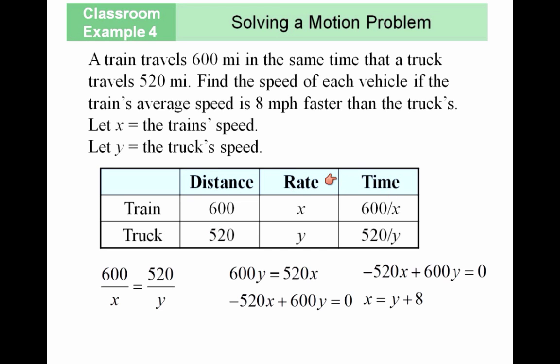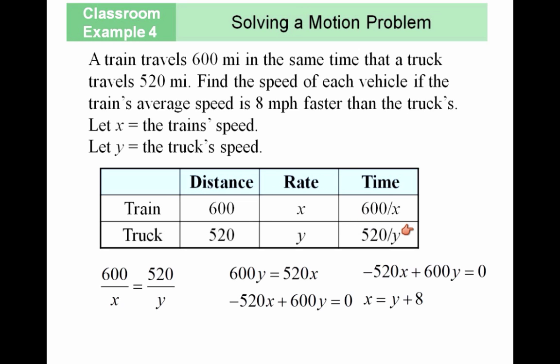Distance is equal to rate times time. The distance is given to us. For the train it is 600, for the truck it is 520. The rate, we assume, is x and y. So the time would be distance over rate.